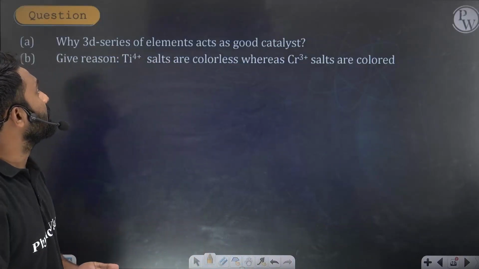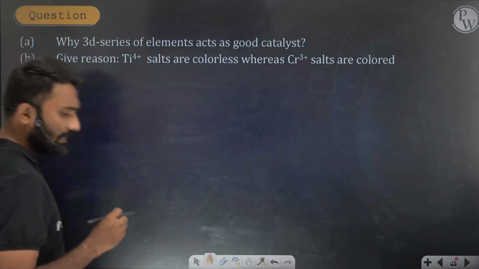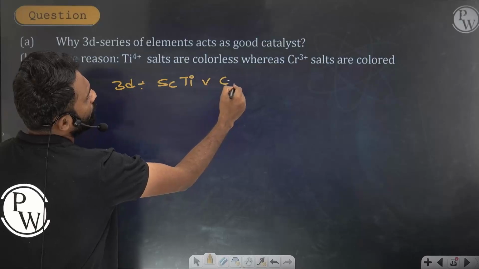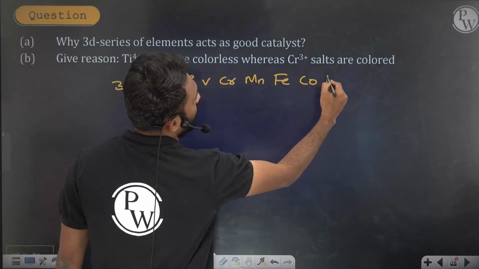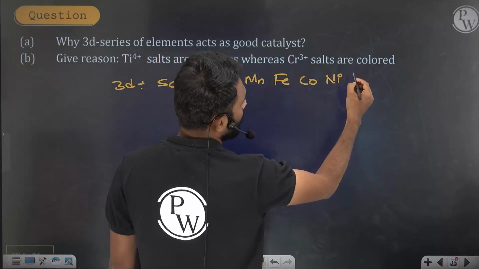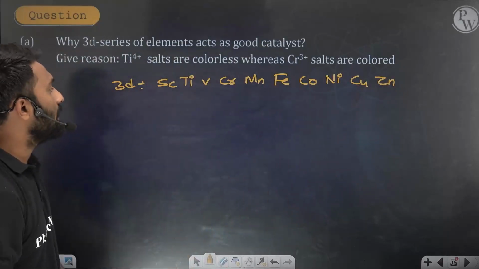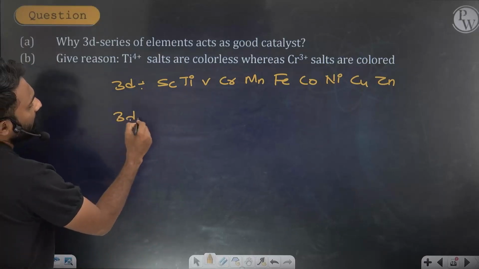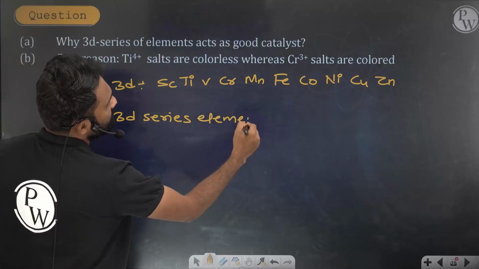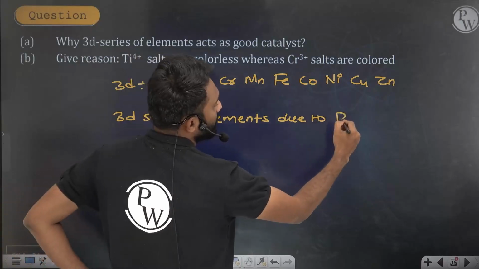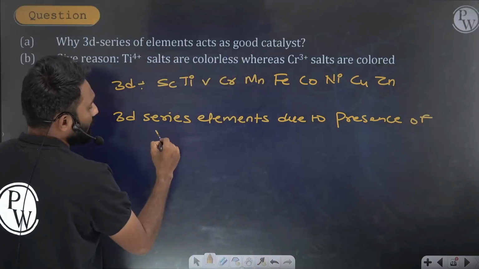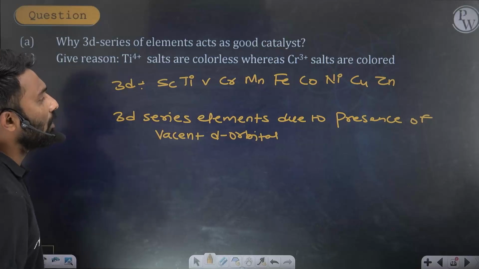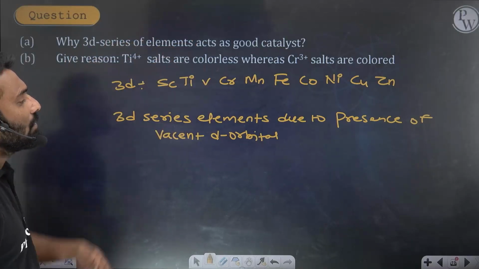Next, why do 3d series elements act as good catalysts? Which are the 3d series elements? They are scandium, titanium, vanadium, chromium, manganese, iron, cobalt, nickel, copper and zinc. Not all act as good catalysts, but 3d series elements do. Due to the presence of vacant d orbitals, they can show variable valency or variable oxidation states, so they act as good catalysts.